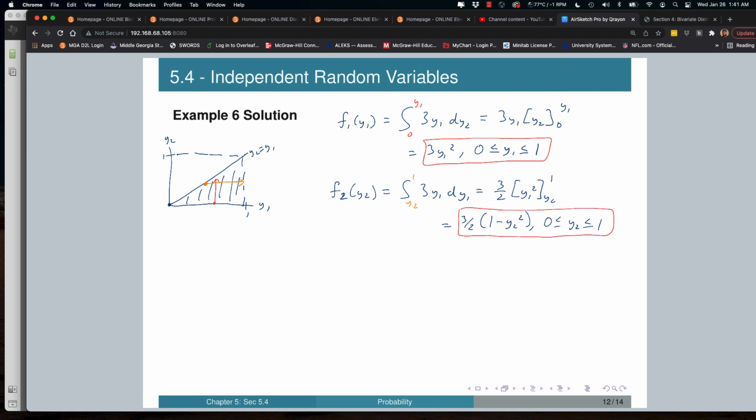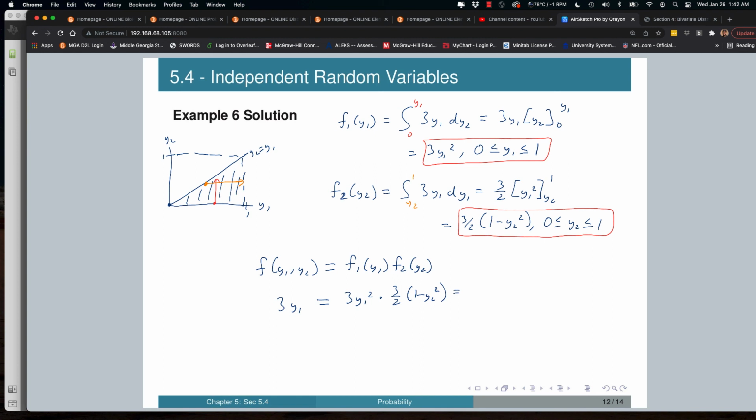It looks pretty much to me like we're going to get a dependent case here. So f of y sub 1, y sub 2, we got to show that that's equal to f sub 1 of y sub 1 times f sub 2 of y sub 2, the marginal probability functions. And the original function was 3y sub 1, and we're trying to see if it's equal or not equal to, in this case, 3y sub 1 squared was the first function, times 3 halves times 1 minus y sub 2 squared altogether.